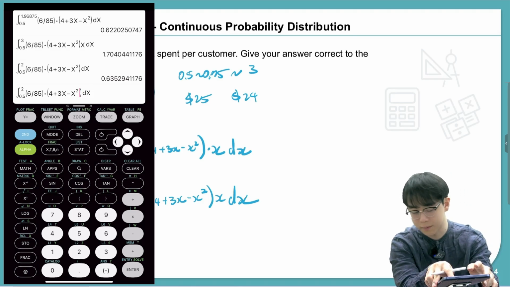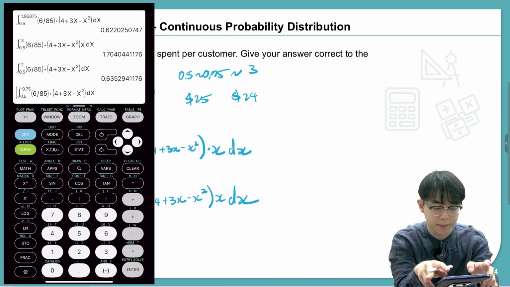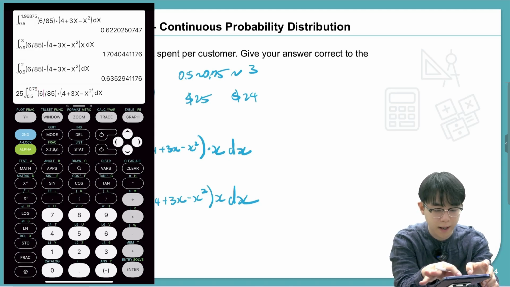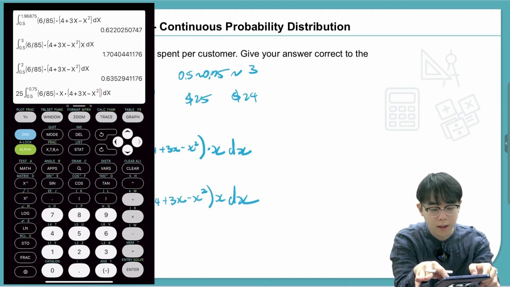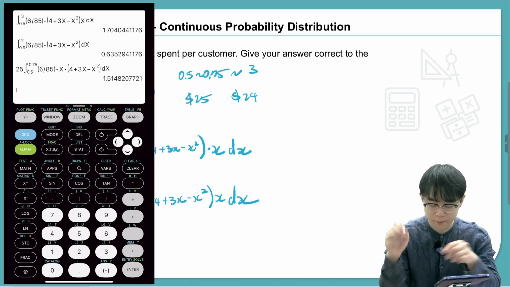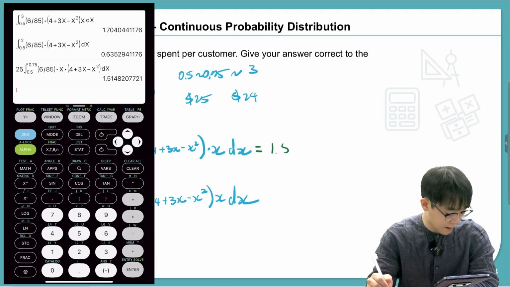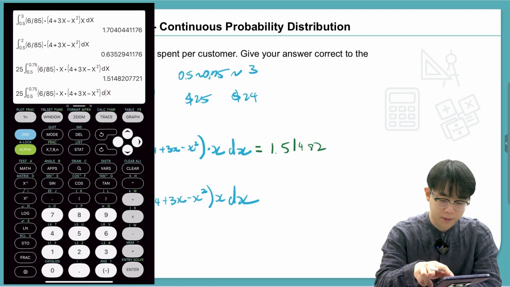So we can just do from 0.5 to 0.75, and then we multiply 25 here. And then we also have to multiply an x here. And then we add another one. So let's first find that one. So this one is going to be 1.51482.